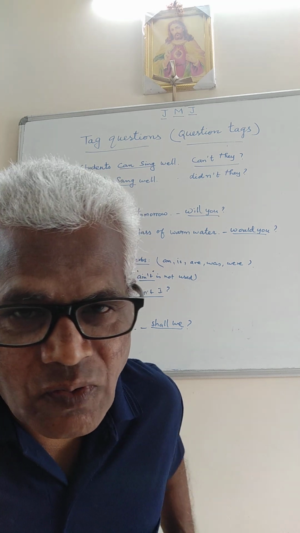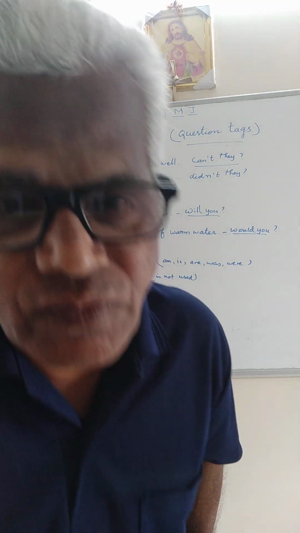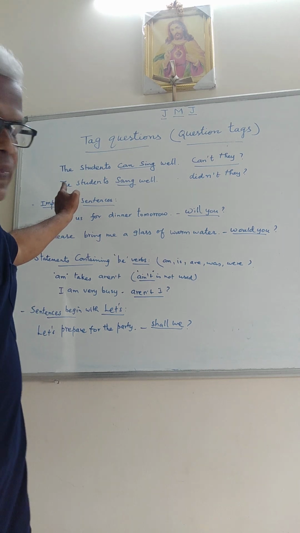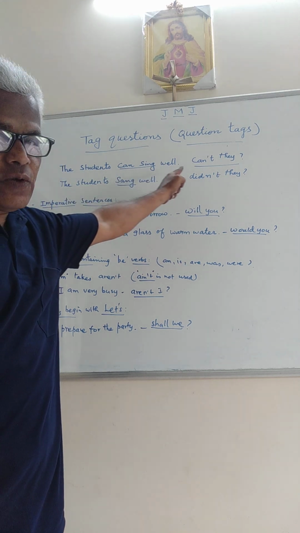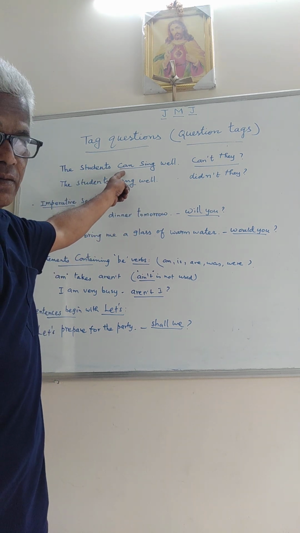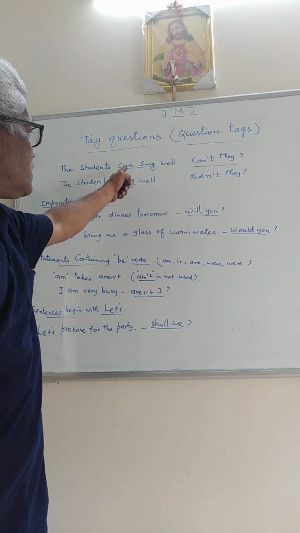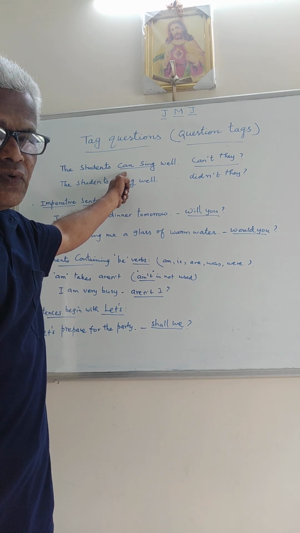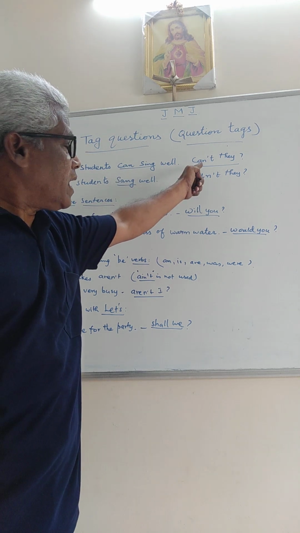Let me go to the whiteboard and see what can be done there. Just listen to me carefully and observe. See now, I have written a sentence here. The students can sing well. Now you have an auxiliary verb, can, and it is easy for us to frame a question tag for this sentence because your statement is positive and you have the auxiliary verb. So naturally the tag should be negative, and your question tag is can't they?